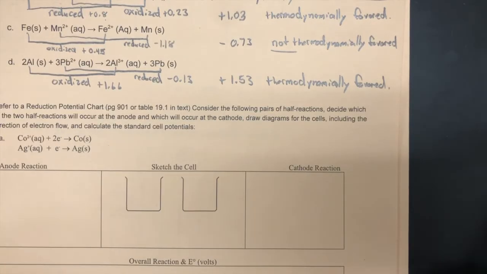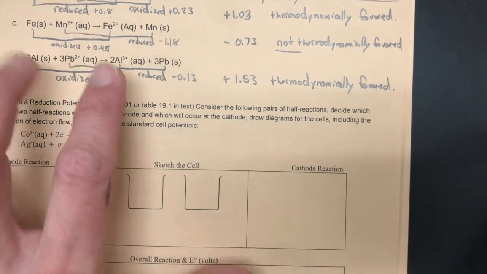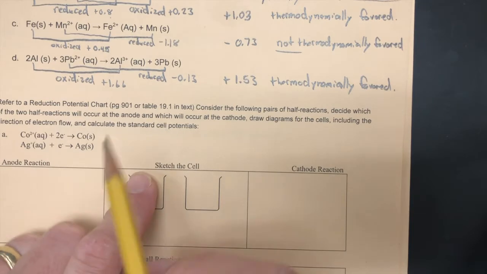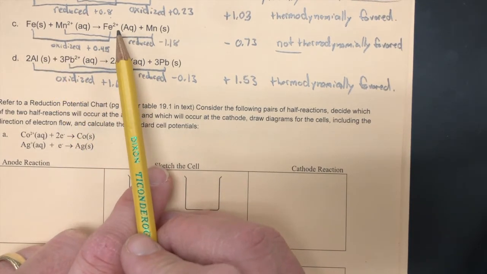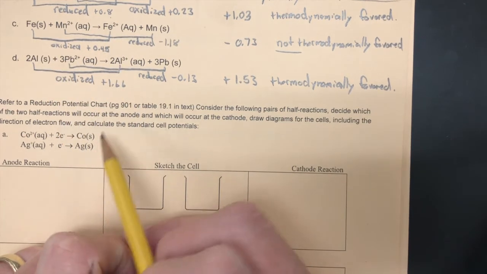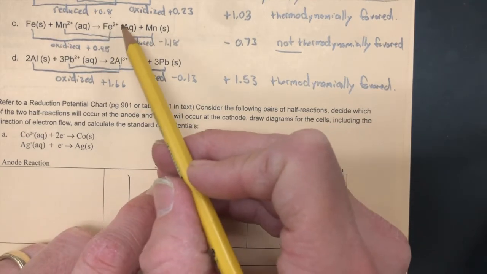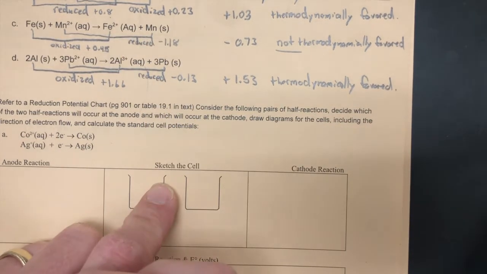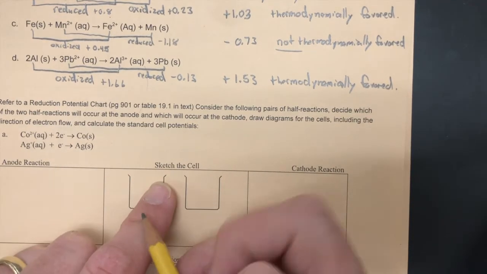So here's what I got for letters C and D. One quick note is that there are several reduction reactions listed for iron, so be careful on which one you chose. In this case, we're looking for the iron 2+ ion. And of course, they're listed as reduction reactions.